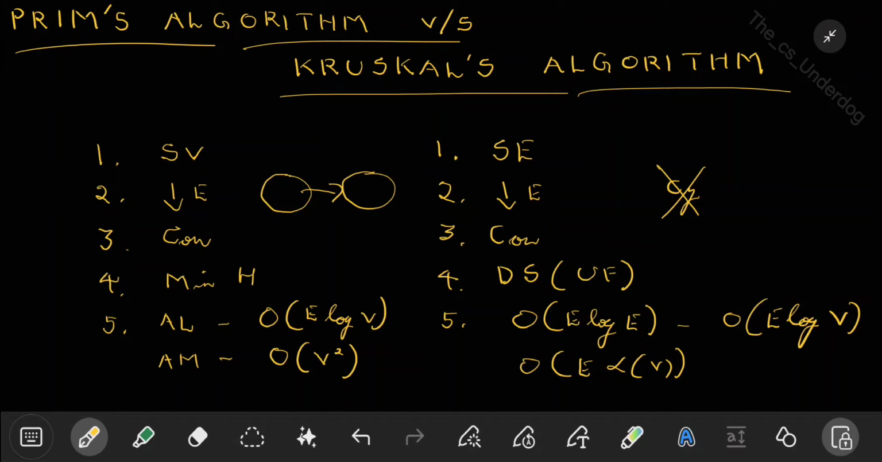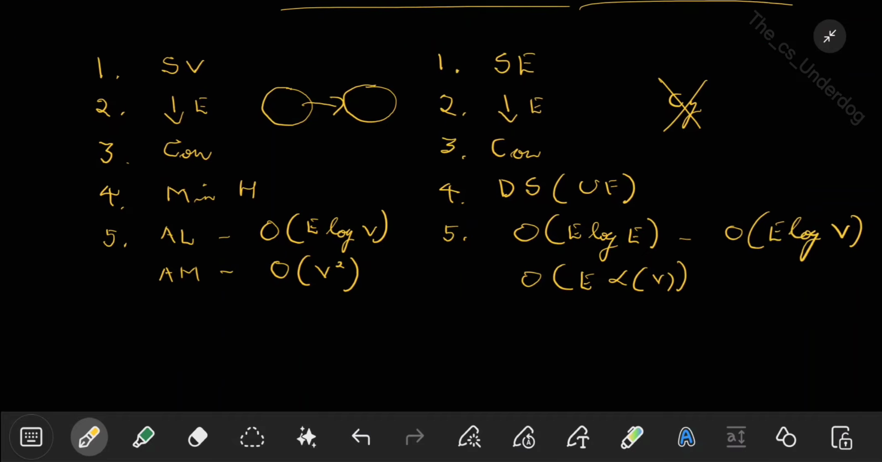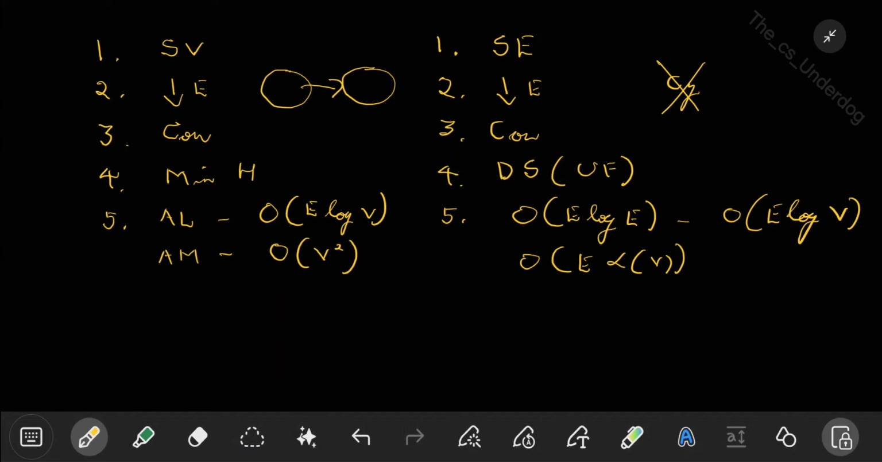This is the case with Kruskal's algorithm, but in Prim's, depending on the input representation, you have two options. One is E log V and the other is V square. Next question is, when should you use these algorithms? What is that case where this particular algorithm works the best? So the answer is, Prim's algorithm works the best whenever you have a dense graph.